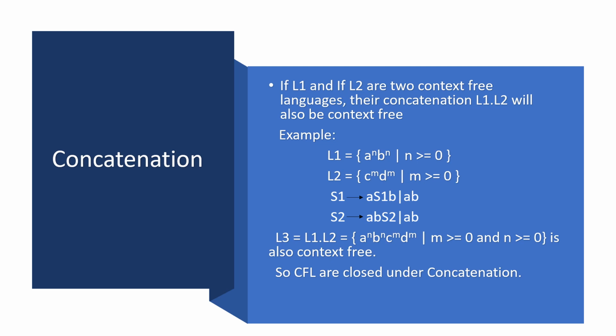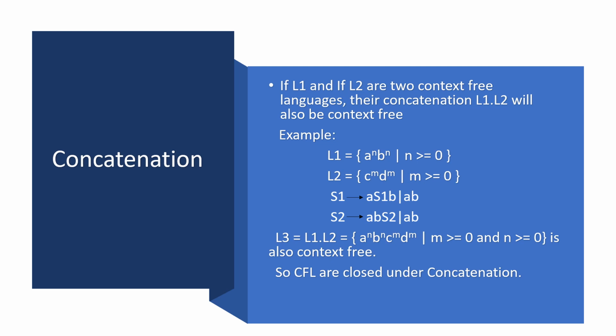And the starting production of language 1 is S1 that derives aS1b or ab, and the starting production of language 2, S2, derives abS2 or ab, where the resultant language L3 equals L1 dot L2, that is a^n b^n c^m d^m, where m is greater than or equal to 0 and n is greater than or equal to 0, is a context-free language. By this, how can you say it is a context-free language?